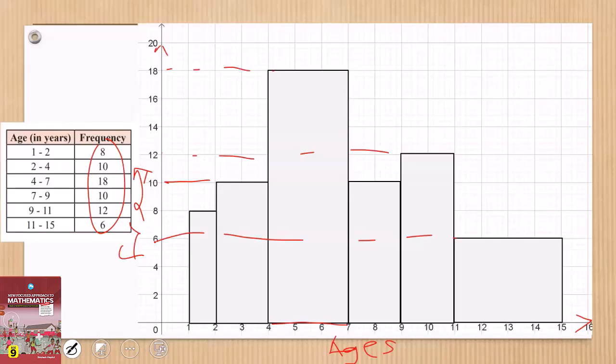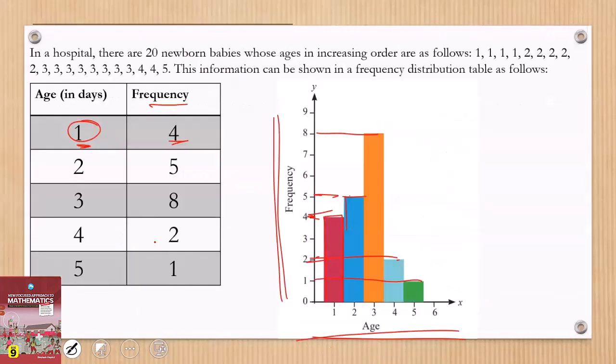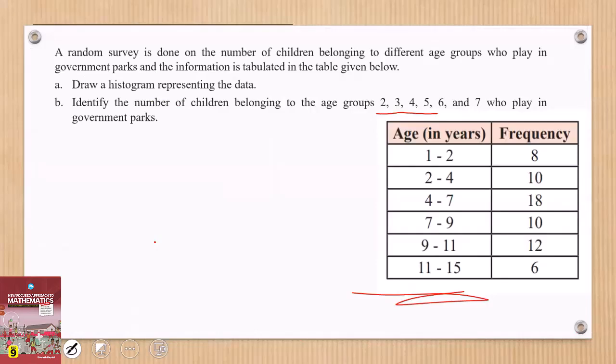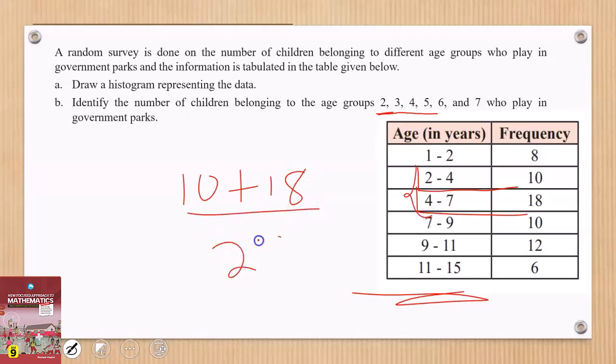There was a question given to us. They said we have to identify the number of children belonging to the age group of this. So if you look at the age group between 2 and 7, from here 2 to 4 gave us 10, okay, and then 4 to 7 gave us 18. And so if we are finding the age between 2 up to 7, then we add these two numbers and that will give us 28. So 28 children were between the age of 2 to 7 who were playing in the government park.